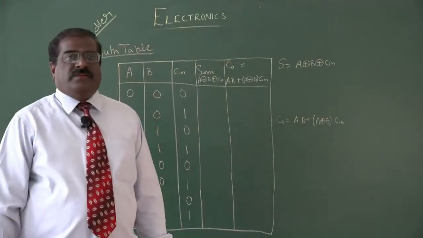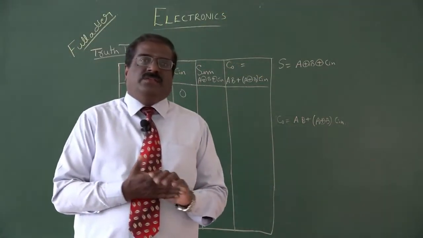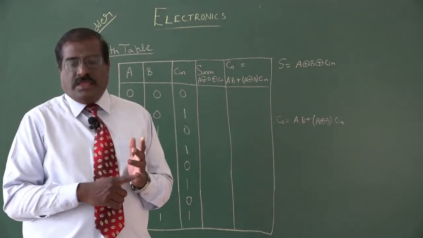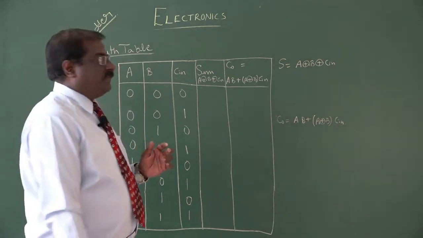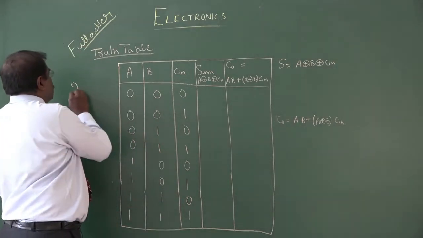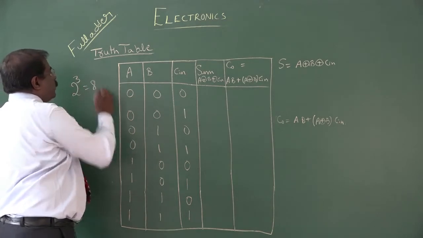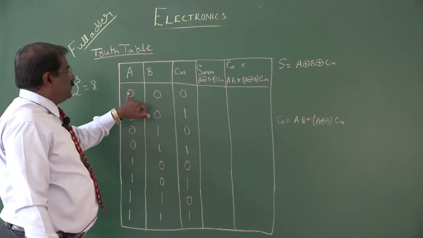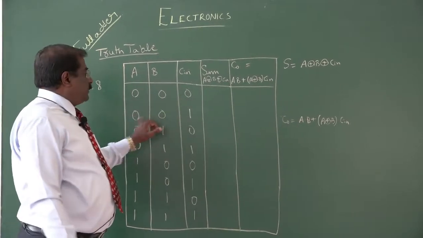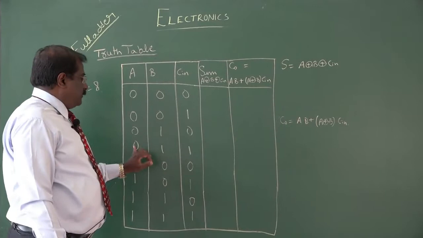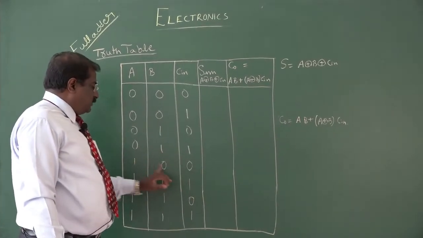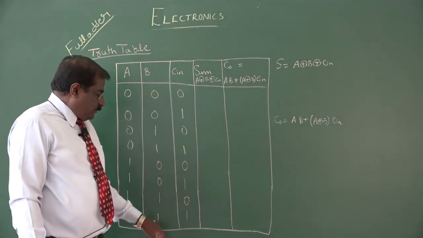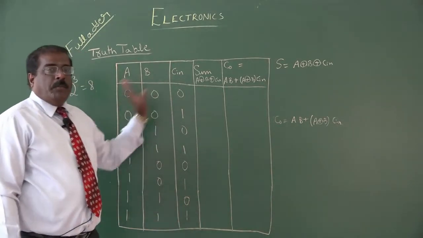The truth table for the full adder has 3 inputs, A, B and C in. If we have 3 inputs, there will be 2 to the power of 3, equal to 8 combinations. That is 0 0 0, 0 0 1, 0 1 0, 0 1 1 and 1 0 0, 1 0 1, 1 1 0 and 1 1 1. So these are the possibilities.